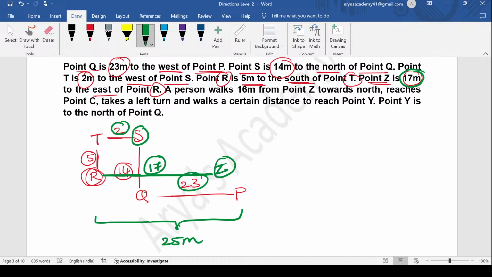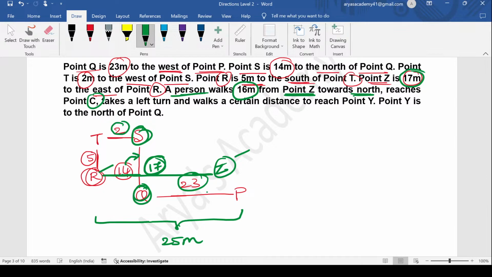See, between S and Q, the distance is 14. You should not get confused between 14 and 17. 17 is the distance between R and Z, whereas 14 is the distance between S and Q. Okay, fine. Then a person walks how much? 16 meters from where? From point Z, and towards which direction? North. Then he reaches which point? Point C. Okay, first we will stop there and we will try to solve that part of the question.